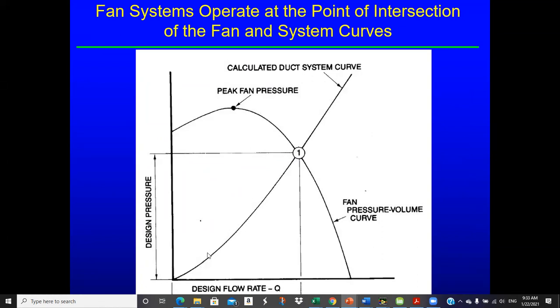So if you go through 0, 0, which most fan systems do, then you've got 2 points. If you've got 2 points, you can draw this curve. So that's kind of where we're going. The system curve represents the required pressure to push a given flow rate through the duct system, everything but the fan. And of course, the fan curve is the capability of the fan. So where those two items come together is where you're going to operate.